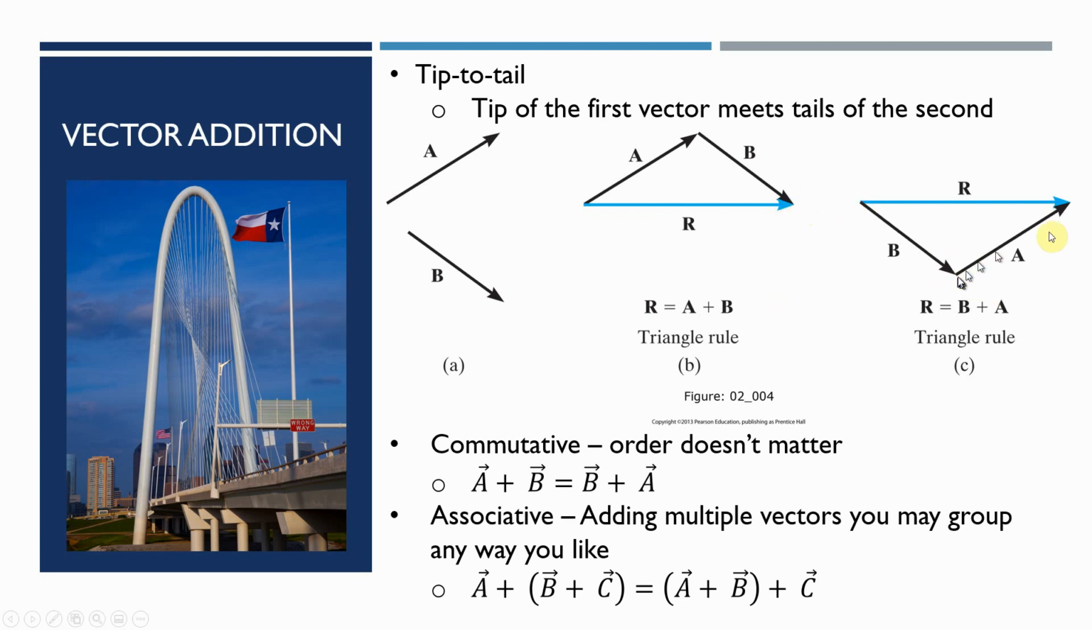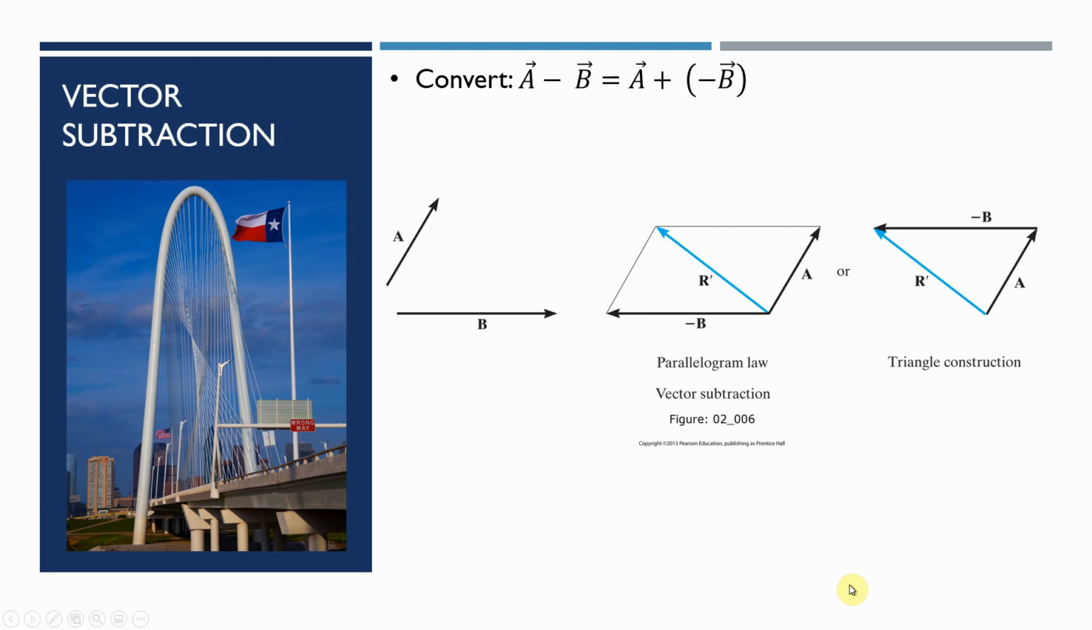You'll notice the order doesn't matter. You get the same result either way, and the same thing with the parallelogram rule. So order doesn't matter, and you can group any way you want too. You group B and C, you get a result, you add it to A, or add A to B and then add it to C. It doesn't matter. The rules of algebra, just like we're used to.